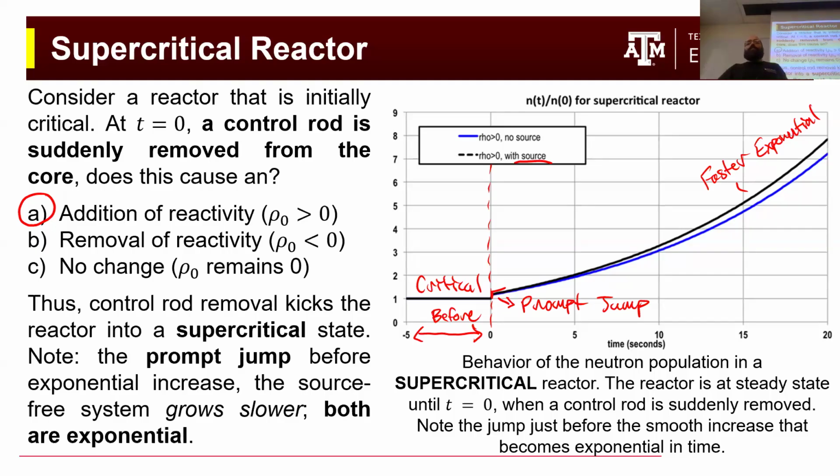So that's what things would look like for a supercritical reactor. And I guess just to tidy this up, this is a slower exponential when there's no source. Hopefully that makes sense.